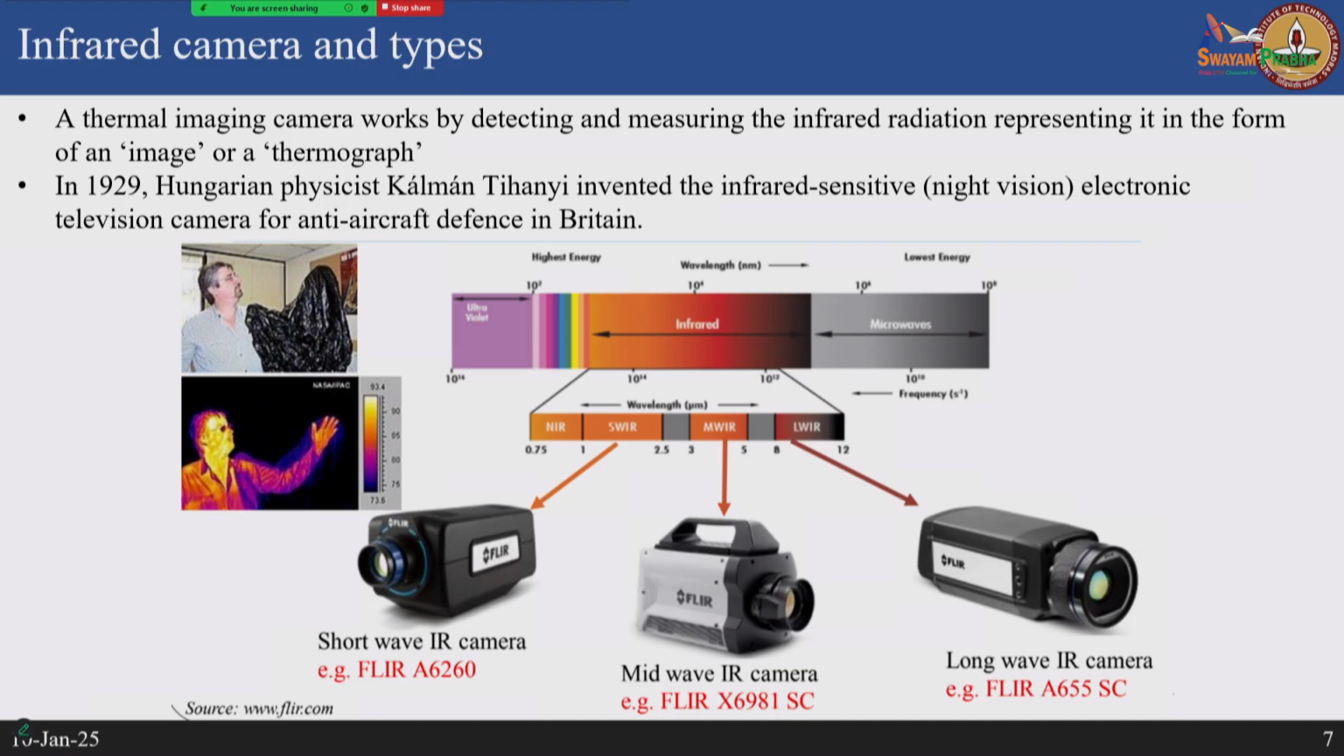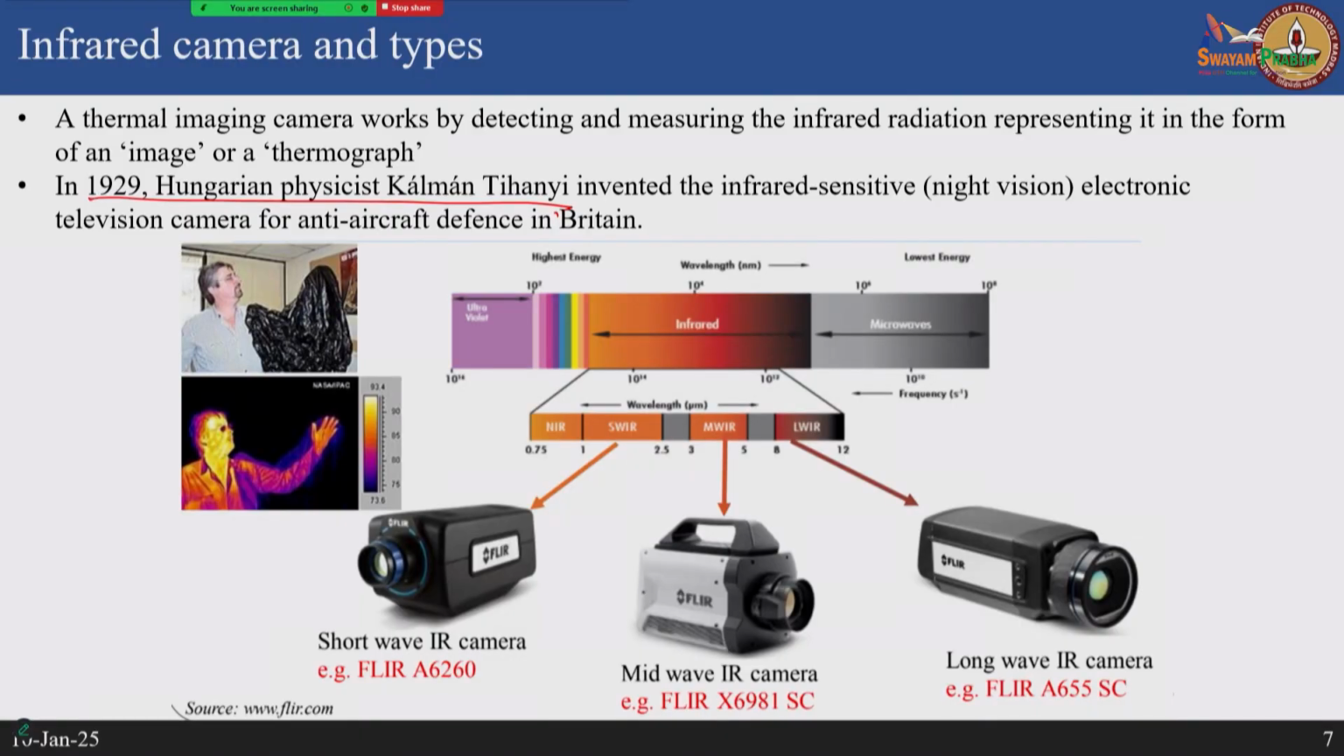So, most of you probably know about the surge in infrared cameras during the COVID time, when most of the airports and other screening centers were using IR cameras extensively to detect people who had a temperature, fever and so on, right.